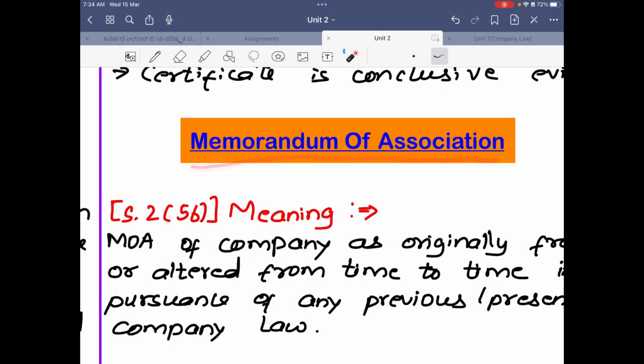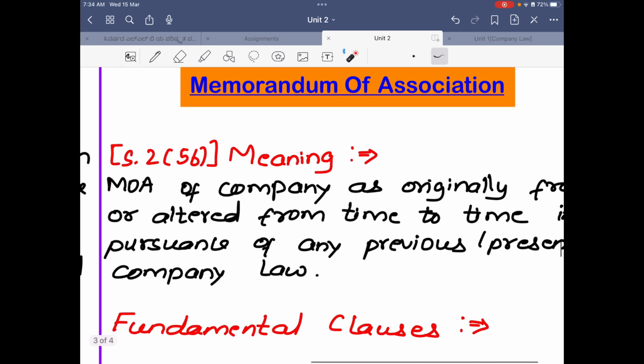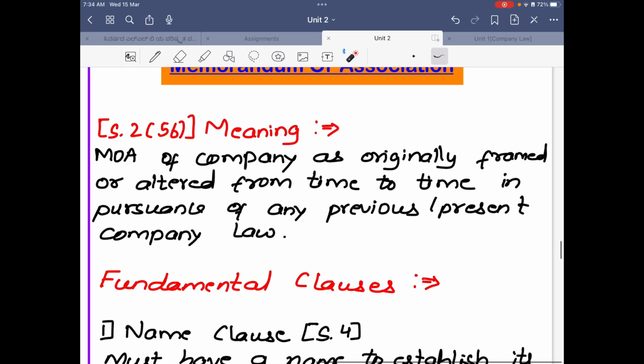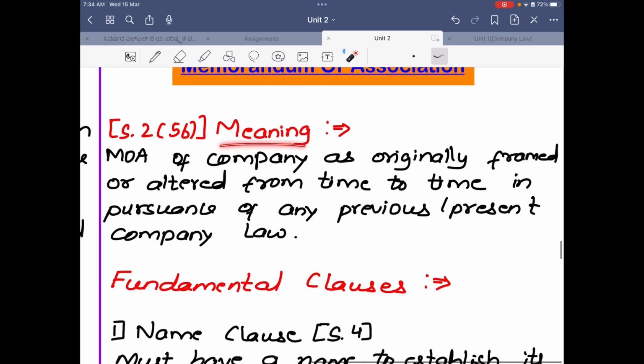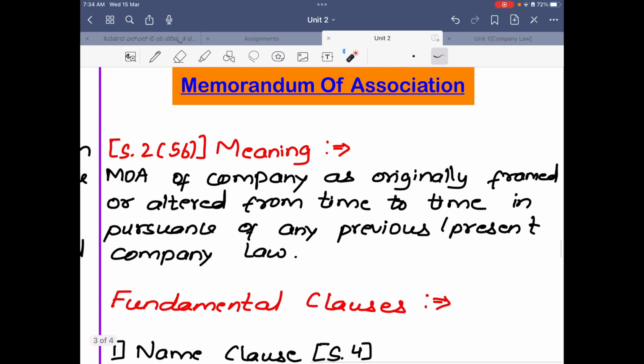Memorandum of Association. Memorandum of Association has been asked for 10 marks. So what is a Memorandum of Association? Section 2 clause 56 states its meaning: a memorandum of association of a company as originally framed or altered from time to time in pursuance of any previous or present company law. So this is the definition in the section.